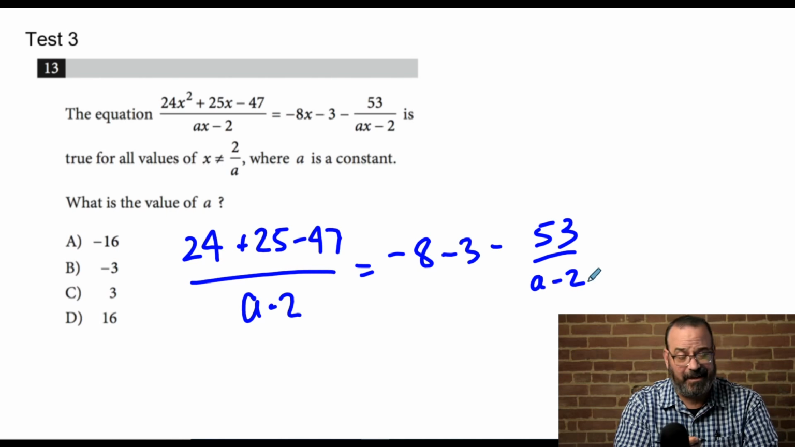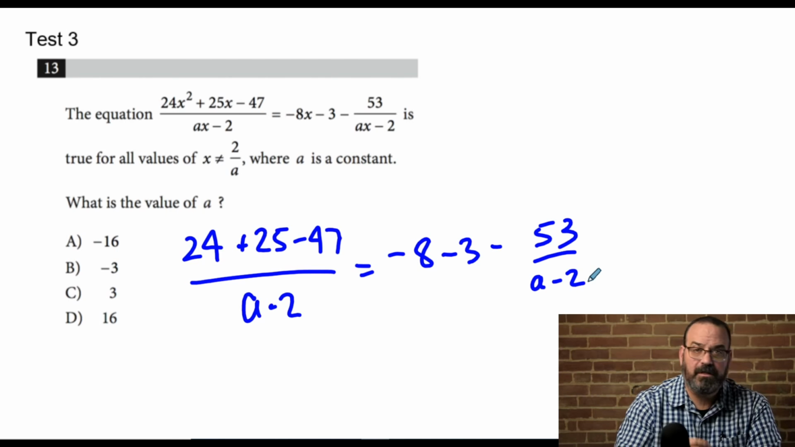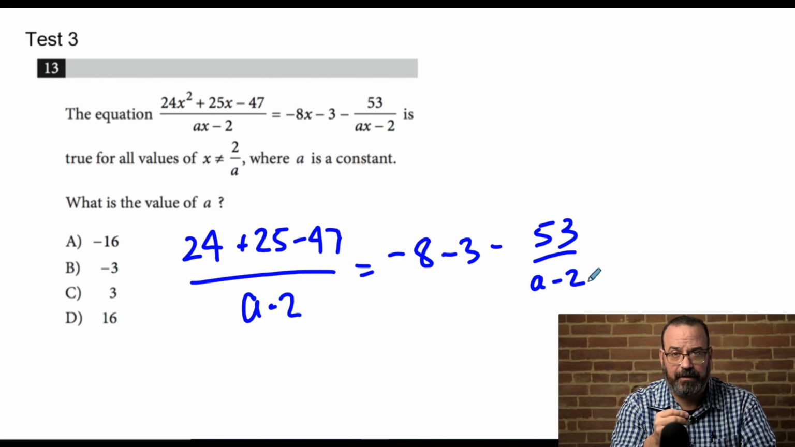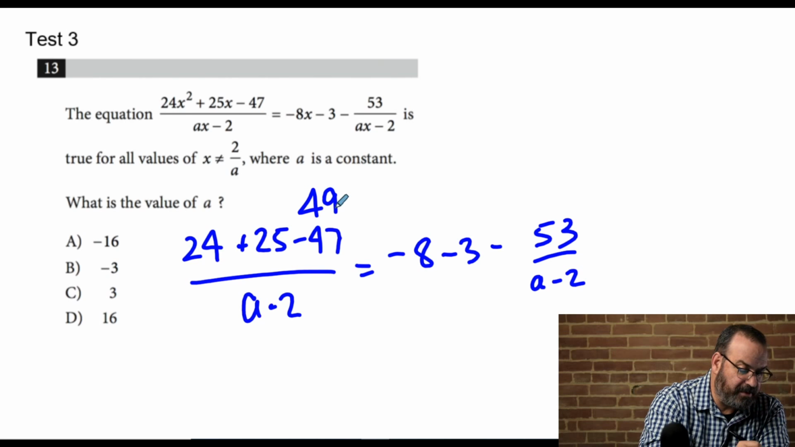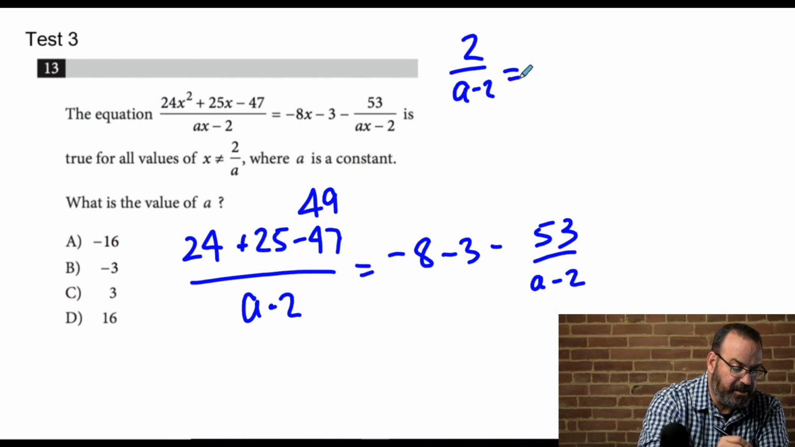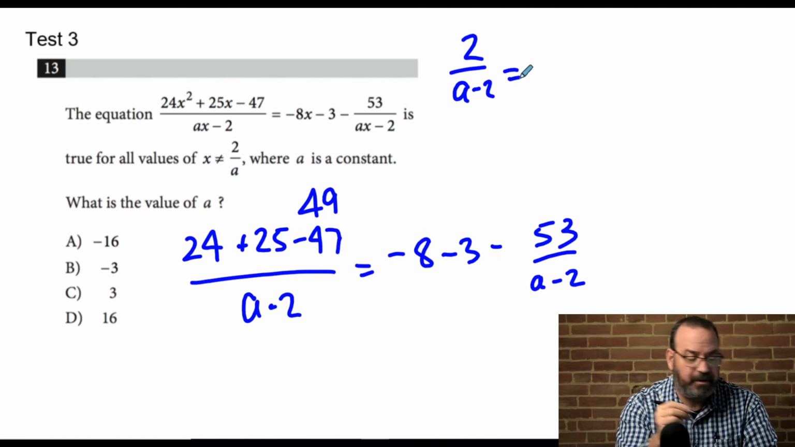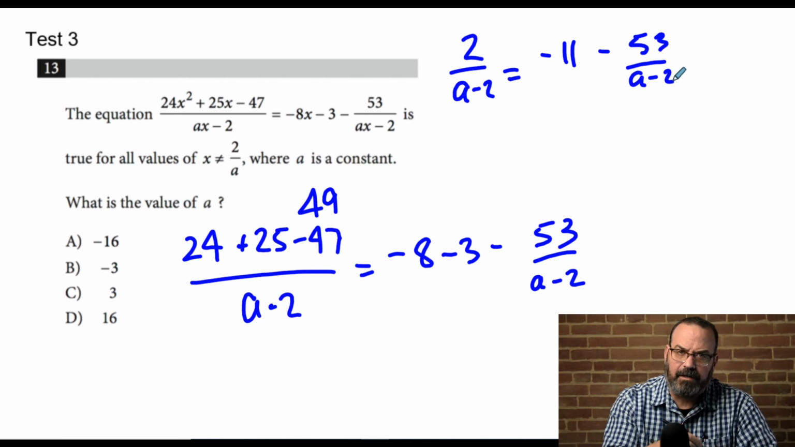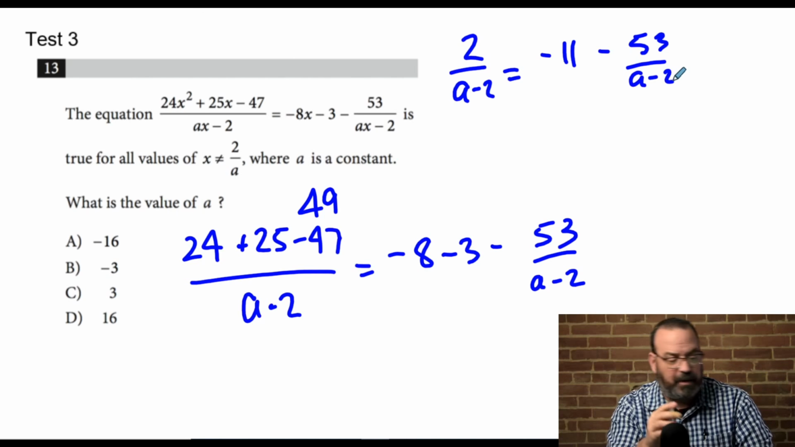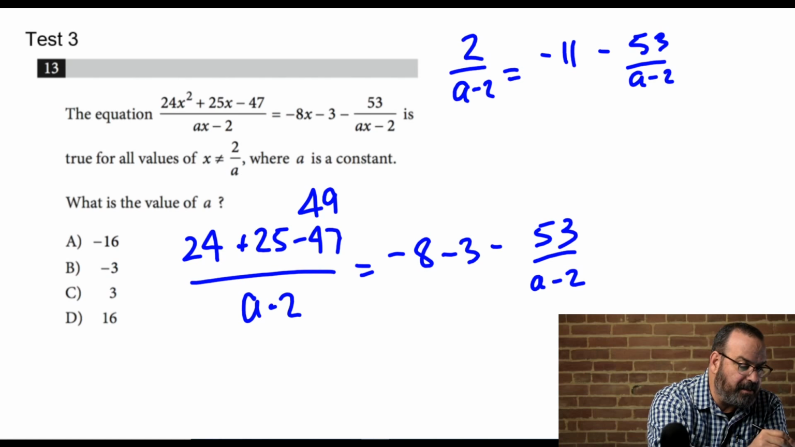Well, yeah, it's still kind of ugly. But let's combine like terms. 24 plus 25 is 49. 49 minus 47 is going to be 2 over a minus 2. And that's going to equal negative 8 minus 3, which is negative 11, minus 53 over a minus 2. When we're solving algebra and there is a variable in the denominator, we multiply through. And this is a quantity.